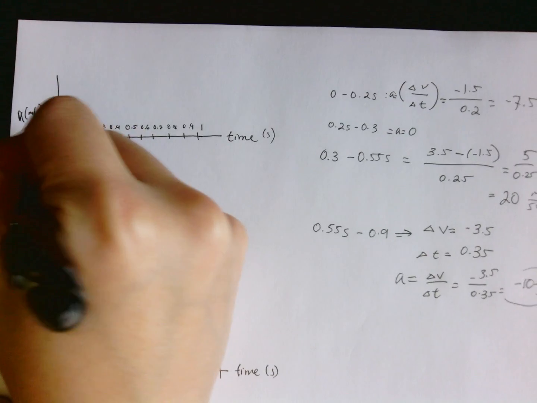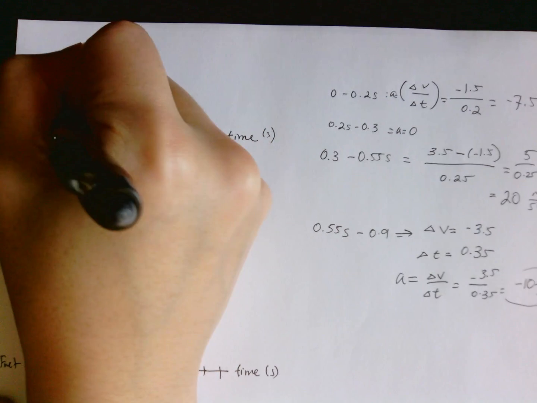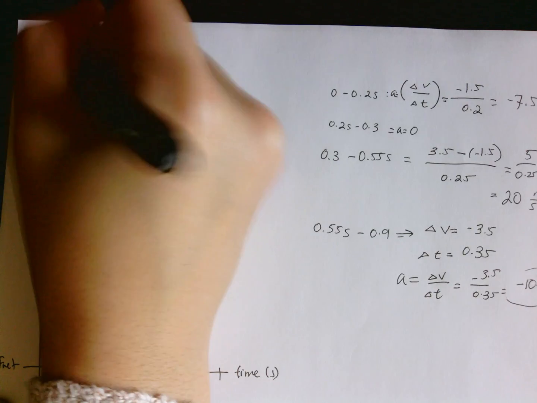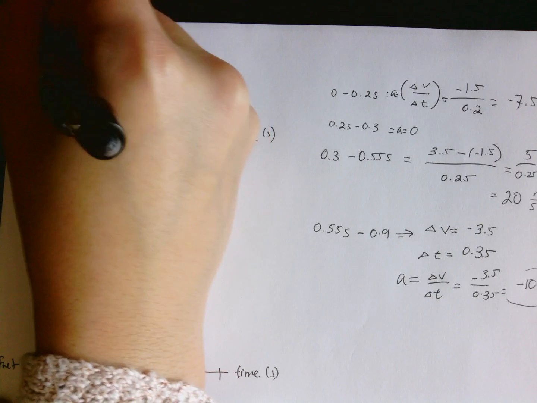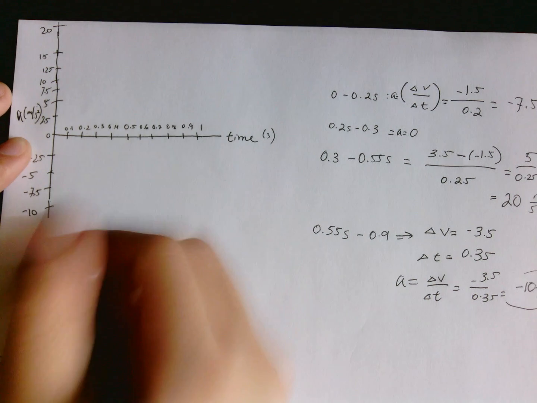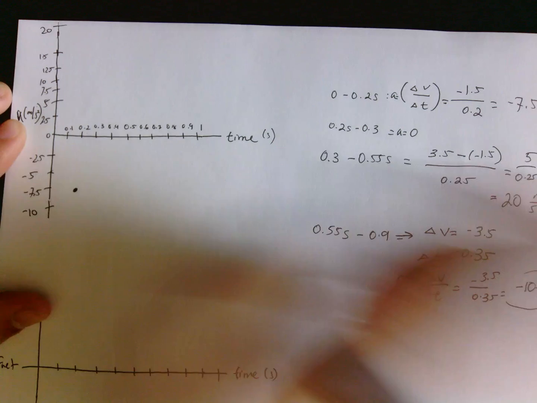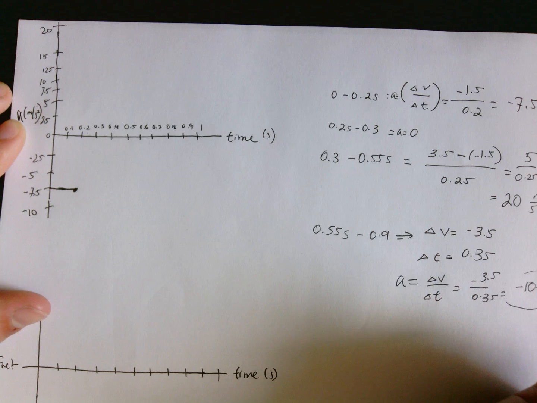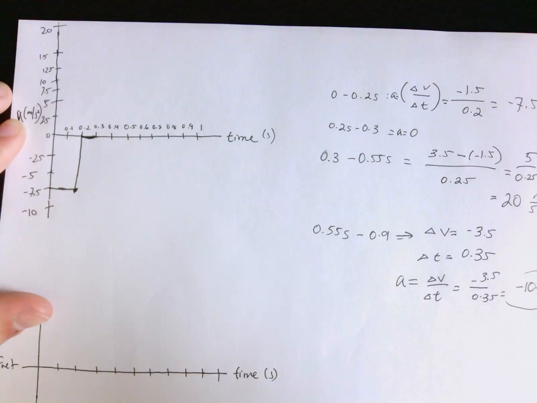We're just filling in the increments right here. And a good increment to use would be 2.5. So between 0 to 0.2 seconds, we are at negative 7.5. So this is the magnitude of our acceleration. And then from 0.2 to 0.3, we go to 0. So that's this period here.